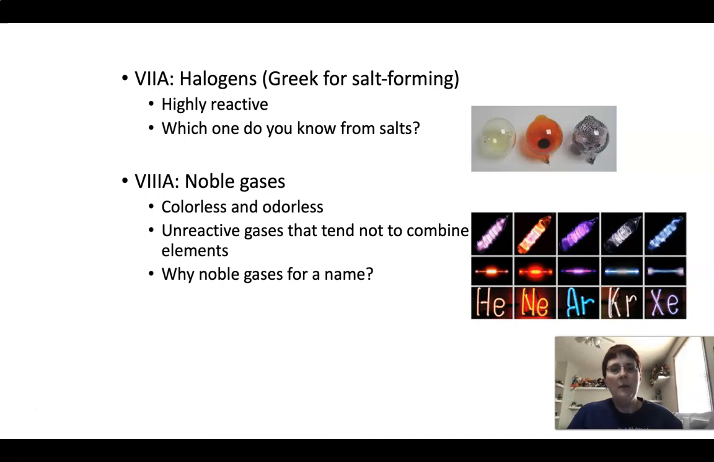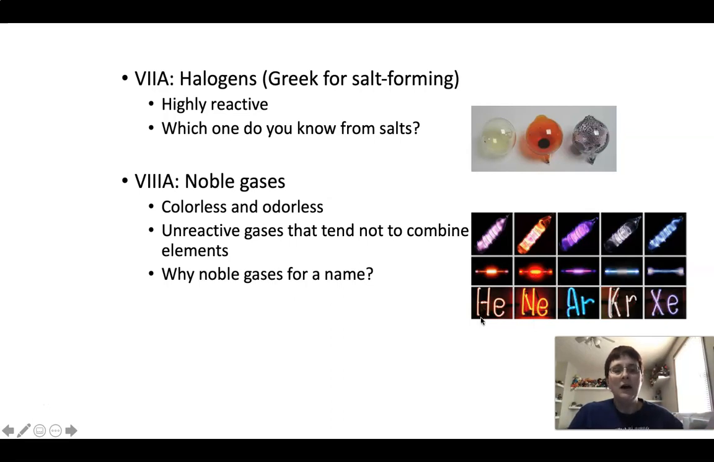Oh, and the other thing I wanted to point out before I went to the next group is you actually know the noble gases from neon signs. This group is one of the groups that gives neon signs their colors. There's some other elements that are used for it as well. And what's funny about the name neon sign, the only color that is actually made from neon is this kind of bright reddish orange color.